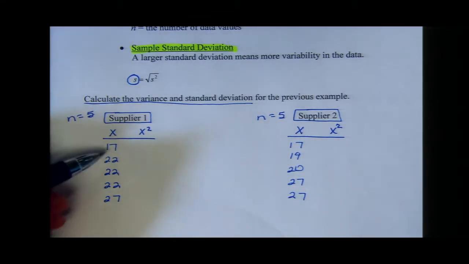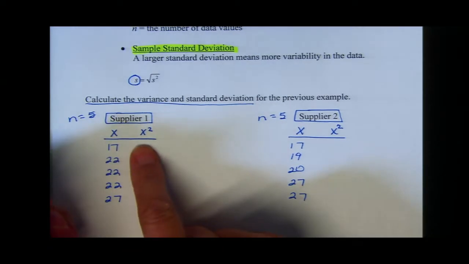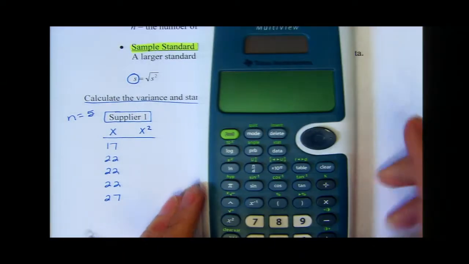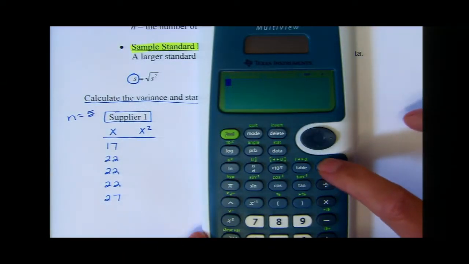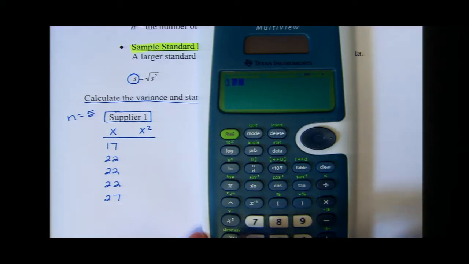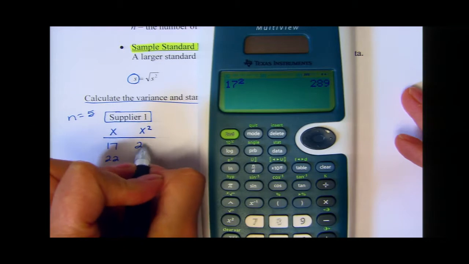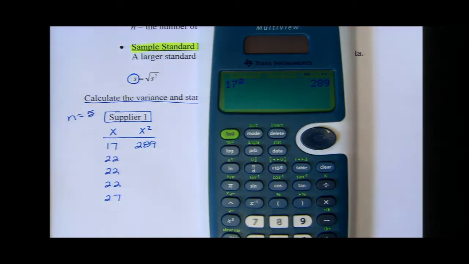All right, so these are our X values. Now what we're going to do is square each of these. So what you'll want to do is go in your calculator and you're going to do 17 squared and push enter, and that gives you 289. So we're going to do that for each one of these.